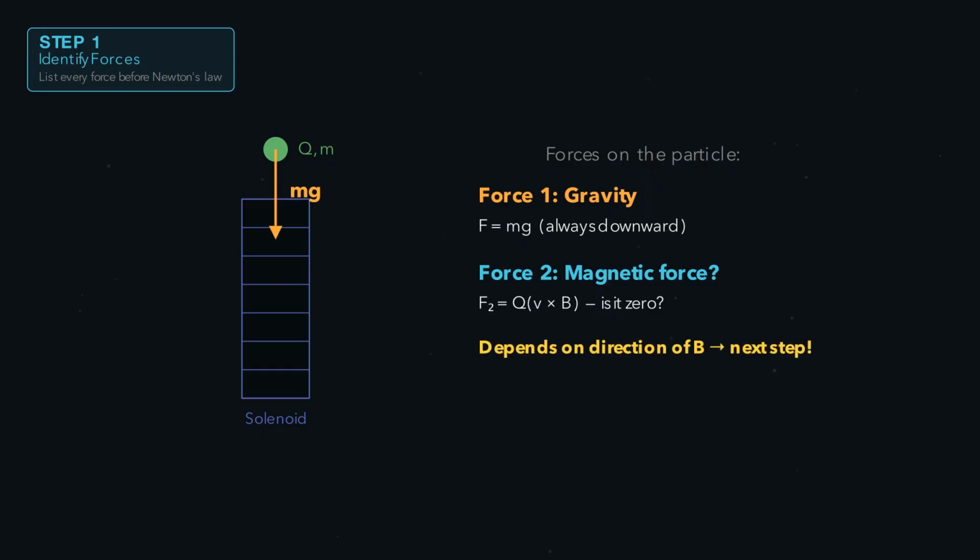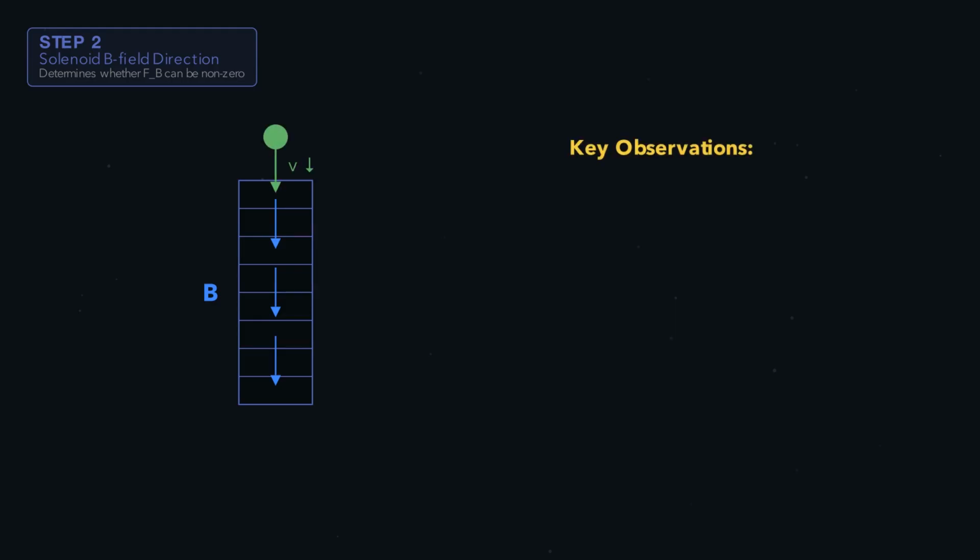The particle has mass m and charge q, released from rest. Gravity pulls it down with force mg. There's also a magnetic field from the solenoid. So could there be a magnetic force on this particle?